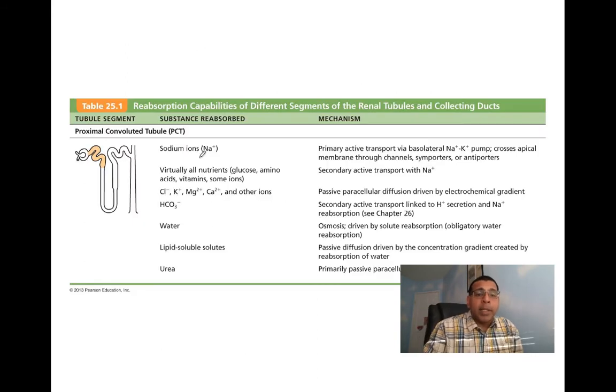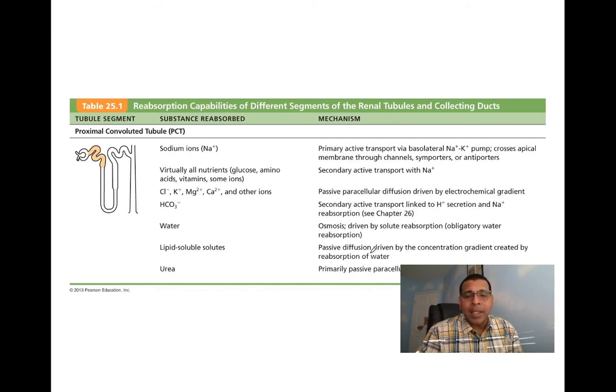Now, when we talk about the PCT, sodium ions are going to be reabsorbed, you can see here, thanks to primary active transport via the basolateral sodium-potassium pump that you just saw. Virtually all nutrients, glucose, amino acids, vitamins, some ions, will use secondary active transport with sodium. And then you can see here chloride ions, potassium, magnesium, calcium, and other ions. Passive paracellular diffusion, which is driven by electrochemical gradient. Bicarbonate ions, secondary active transport that's linked to hydrogen ion secretion and sodium reabsorption. Water, osmosis, aquaporins, right?